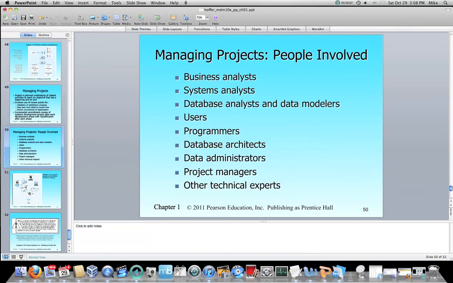One of the major problems in managing the project is all of the different people that are involved in the project. And again, these are all defined. All of these people that you see here are defined on page 31. We've seen them before. End users, database analysts, the data modelers, the data administrators, the database architects, all sorts of people involved. All of them have to be brought together, all of whose issues and needs need to be met in order for this to be a successful project.